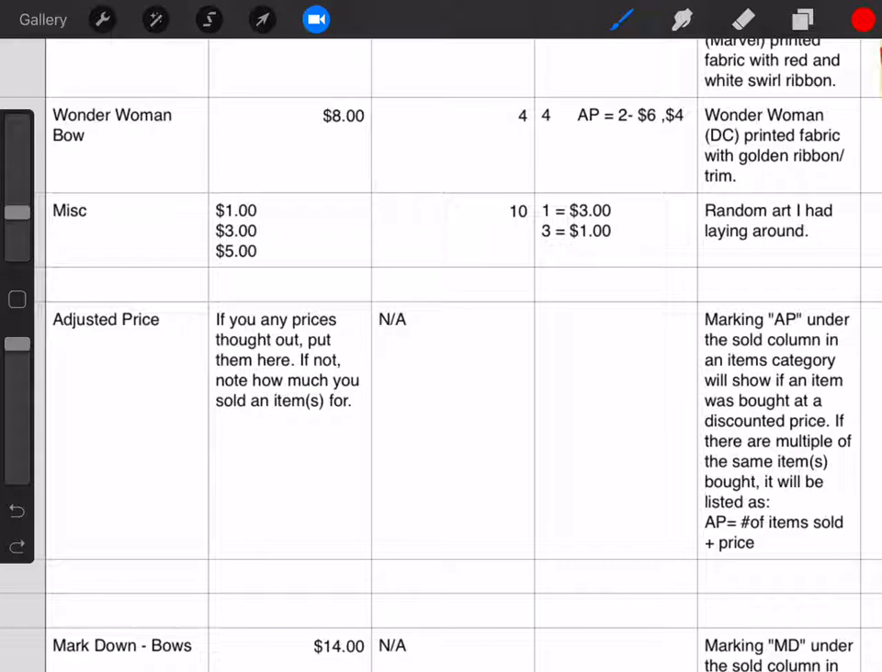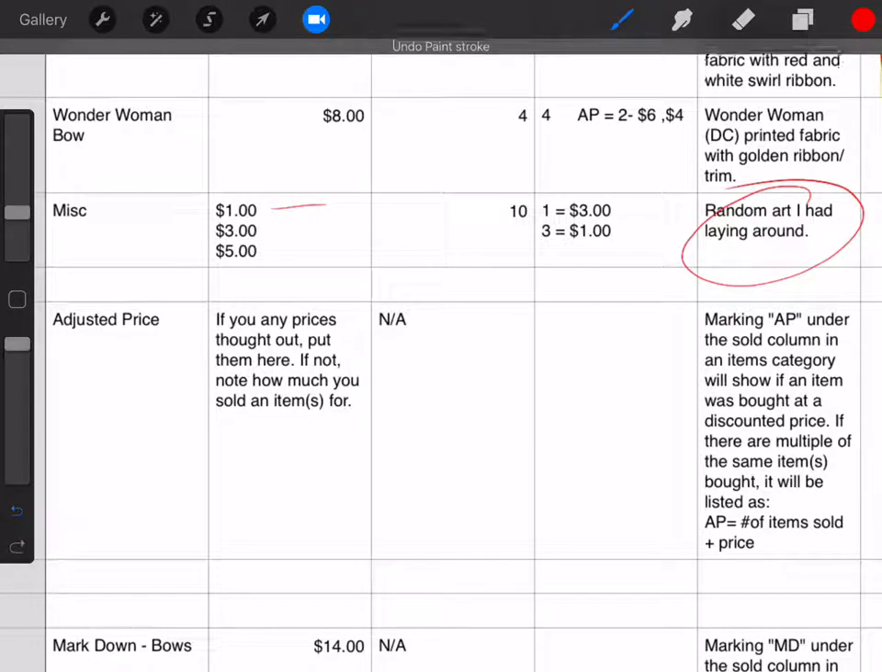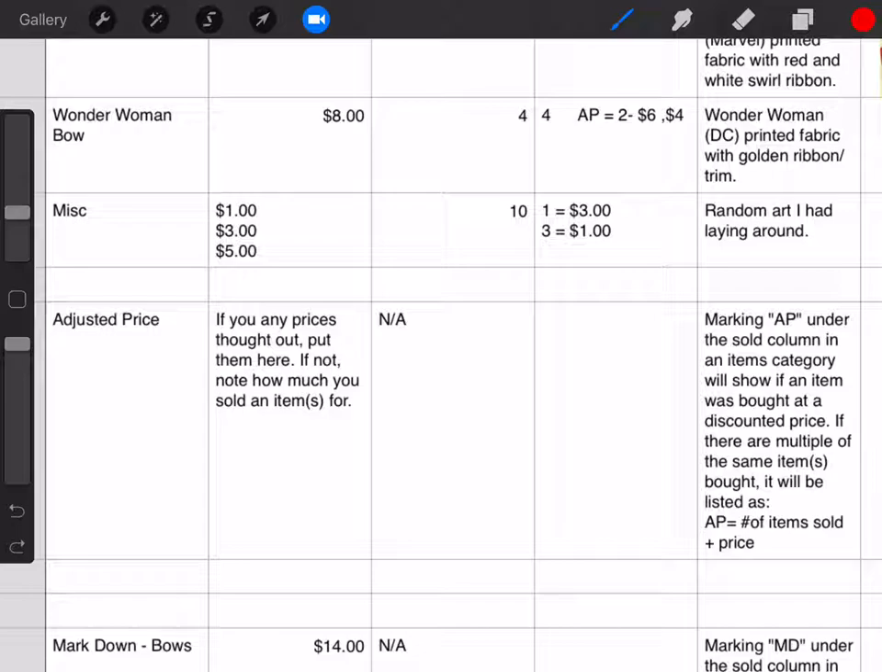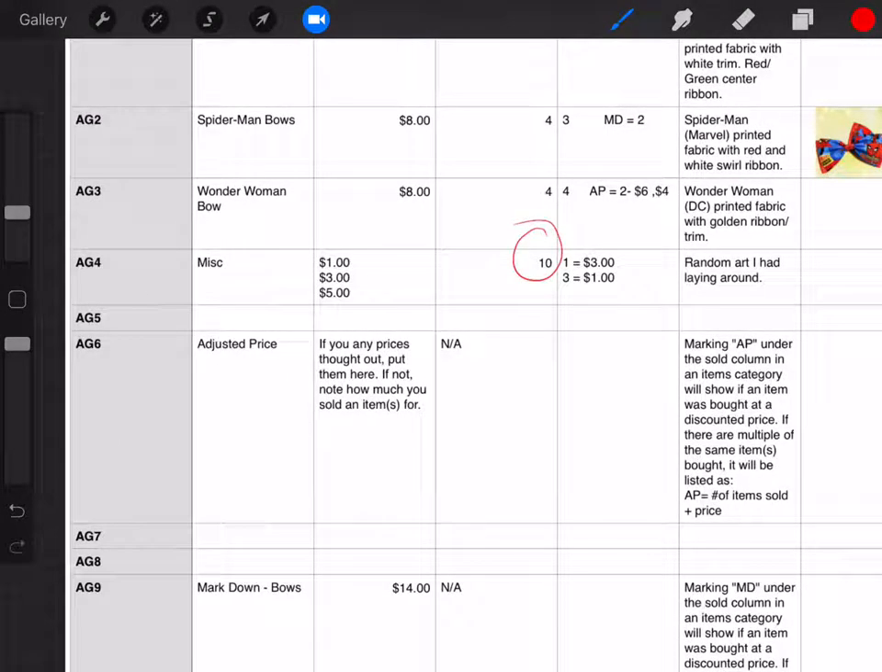So I decided I'm going to have a little bin of random art I have laying around. And I don't know what I'm going to put for the prices, so I kind of just rough guessed it. I'm like, some will be $1, $3, or $5. So I just put that in there. Again, made it its own category. I said, maybe I'm selling like 10 items.